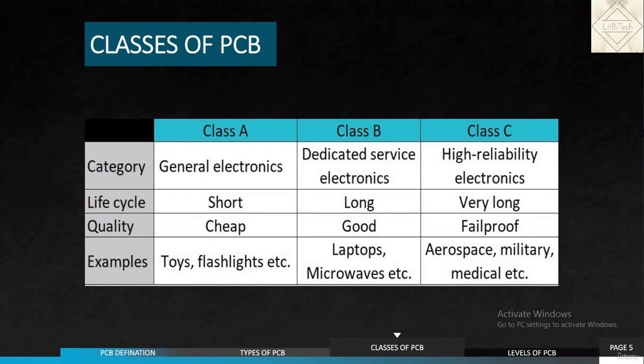Before starting your PCB, make sure what class of PCB it is, whether class A, class B, or class C, because the design guidelines for class A will be different, the design guidelines for class B will be different, and the design guidelines for class C will be very much different. The study material is also different for class A, class B, and class C PCBs. You need a lot of knowledge to design class C and class B. Class A does not require that much, and the guidelines are also very much less. So this is all about the classification of PCB.